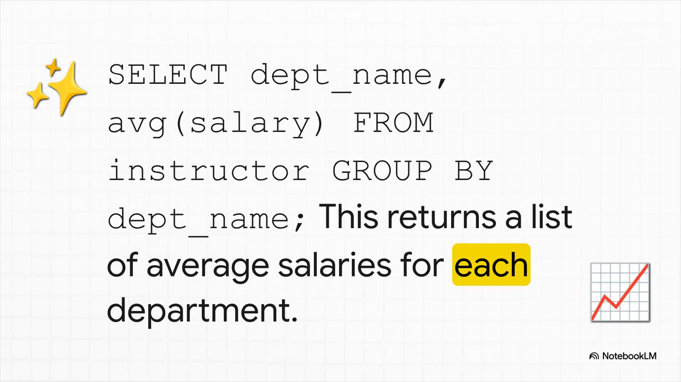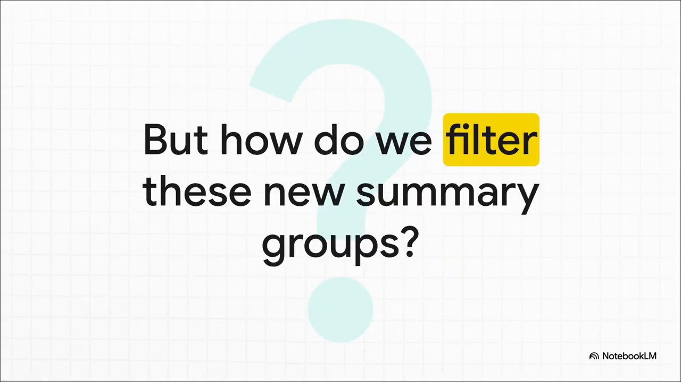By adding that little line, group by dep name, we're telling SQL, hey, don't just give me one average for everyone. Run that AVG function separately for each department. And instead of one number, you get this beautiful summary table showing the average salary for every single department. Game changer. Okay, this is awesome.